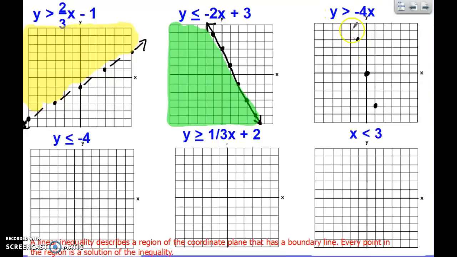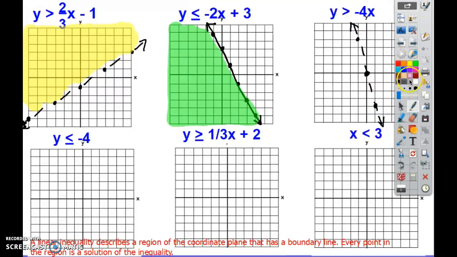What kind of line will I have? Well, this is a dashed line because it's not equal to. Where am I shading? I am going to shade in the region above. So find your y-intercept. Where's above? Above is up here. So we're going to shade in the greater region.